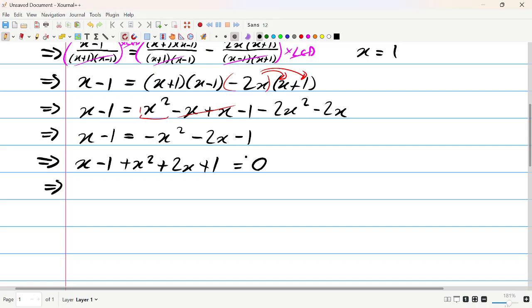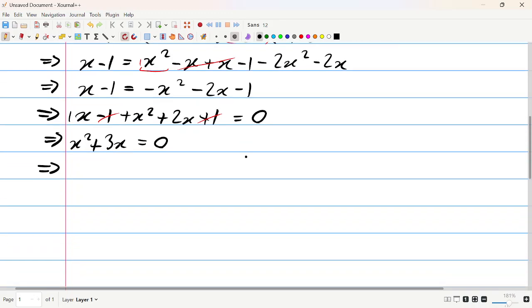And look for common factors, okay? You can see x is on its own. Actually, it's not on its own. It's 1x plus 2x, so that's just 3x. But we're also left with positive x squared. So it's x squared plus 2x. And then we have negative 1 plus 1, which is just 0. So therefore we're left with x squared plus 3x equals 0.